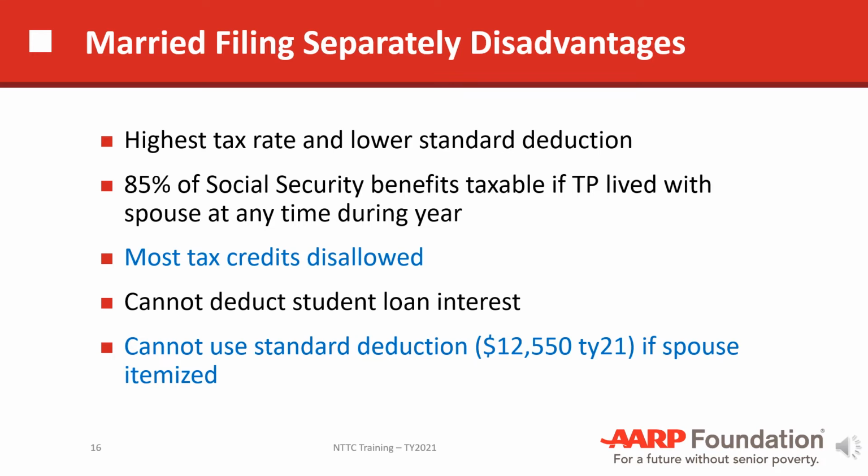85% of Social Security benefits are taxable if the taxpayer lived with the spouse at any time during the year. So another reason not to use married filing separate. Most tax credits are not allowed. So you will find if you look, once you get into learning about credits, that many of the credits are disallowed for people that filed MFS. You cannot deduct student loan interest.